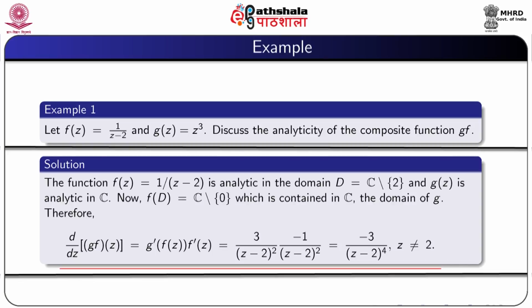Therefore, d by dz of g of f of z is equal to g dash of f(z) into f dash z, that is equal to 3 by (z minus 2) square into minus 1 by (z minus 2) square, and that is equal to minus 3 by (z minus 2) to the power 4, where z is not equal to 2.